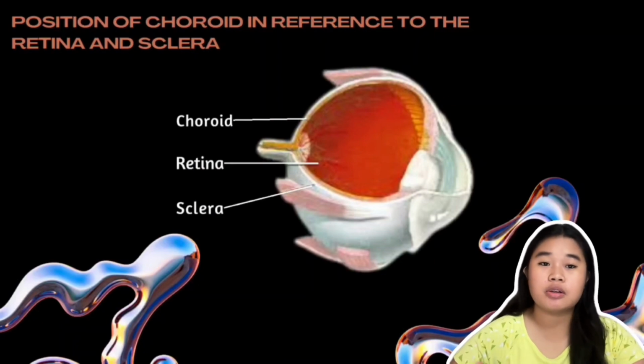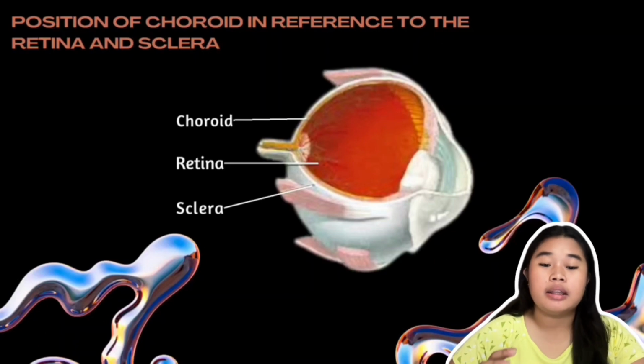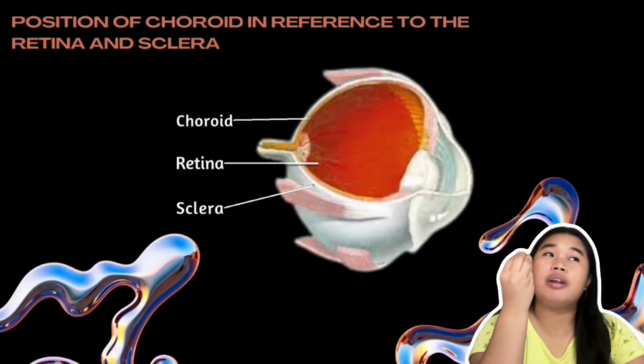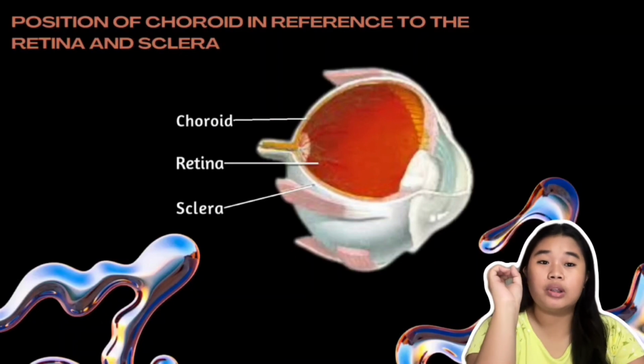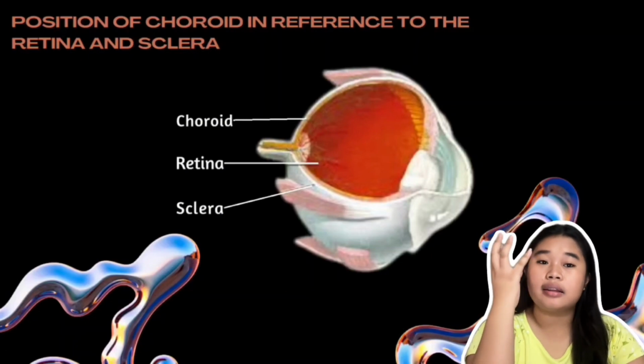Tapetum lucidum is also responsible for the glowing eyes of some animals. For example, a cat. When a small amount of light reflects off the tapetum lucidum in an otherwise dark room, the cat's eye looks like it reflects a flash due to the high intensity of the light on the tapetum lucidum.